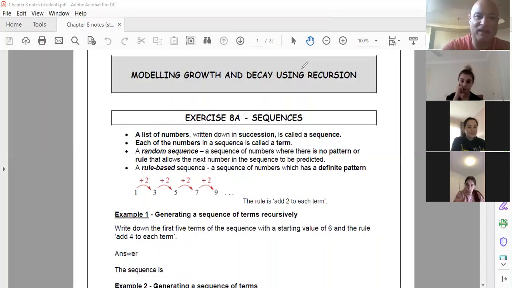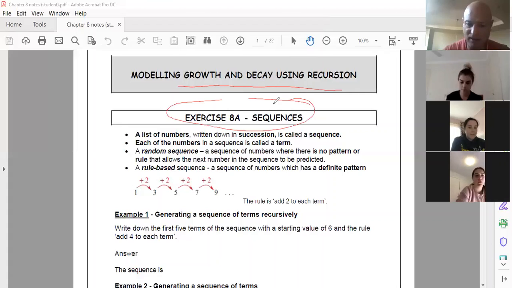All right, so we are going to start modeling growth and decay, and we are starting with sequences in particular. Now, what is a sequence? Well, it's just something that continues to go up by the same amount, and there are different types, okay? But it's just got a pattern.